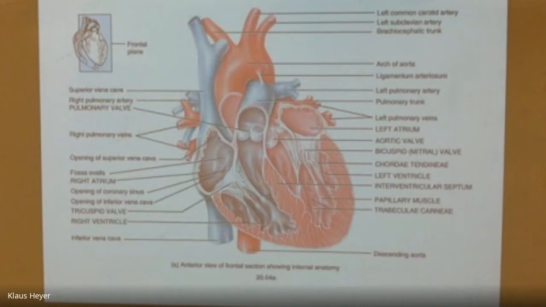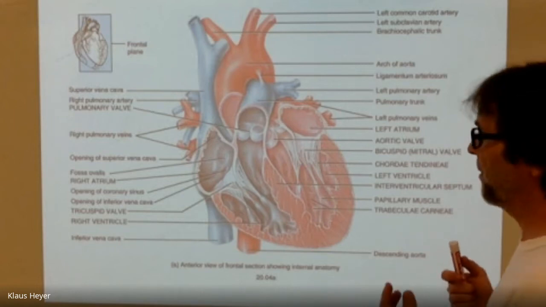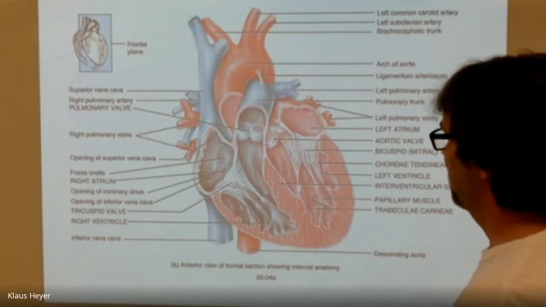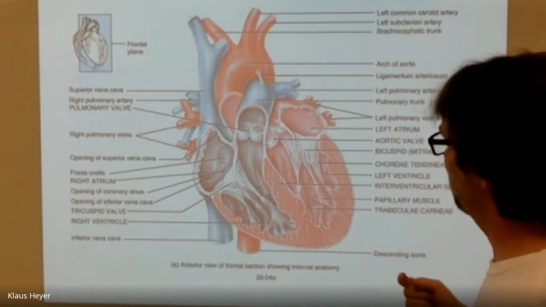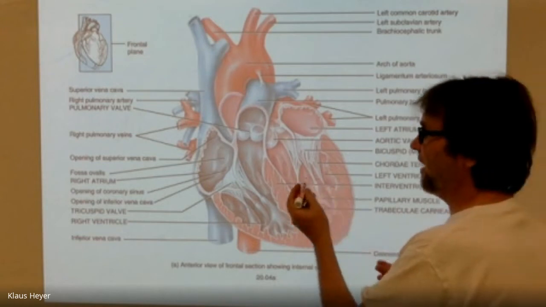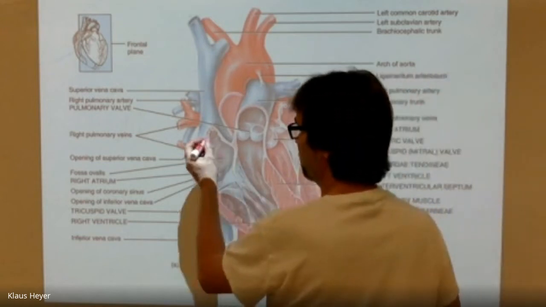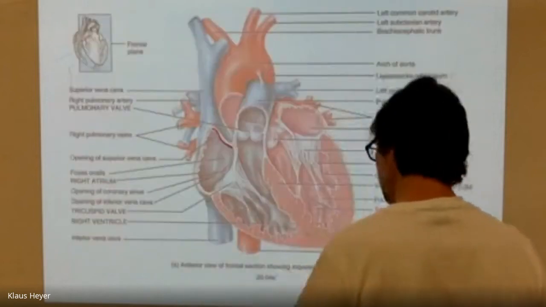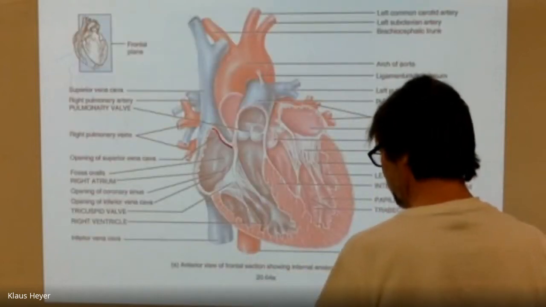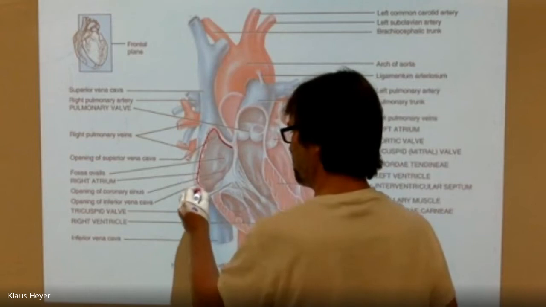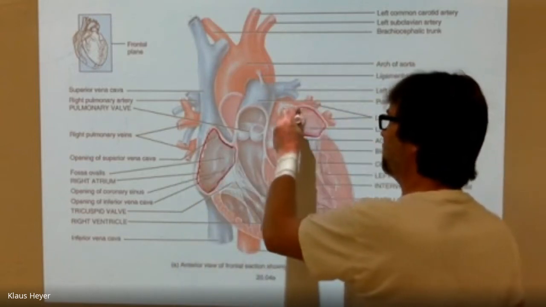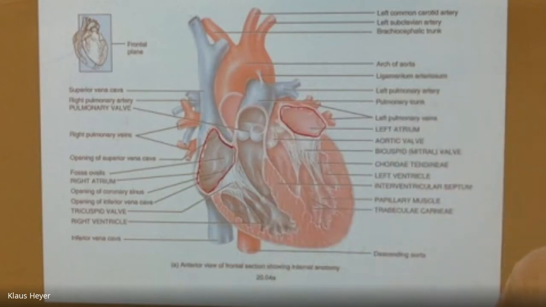I was drawing this last class as a box, but it's not really a box. Let's outline a couple of things, let's outline the atria first. So let's do the right atrium. Here's the right atrium, and here's the left atrium. There's the right atrium and the left atrium.